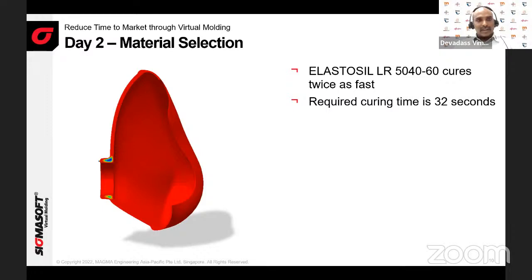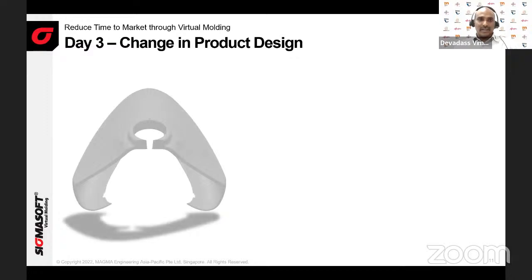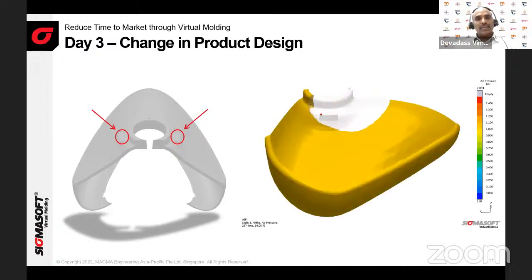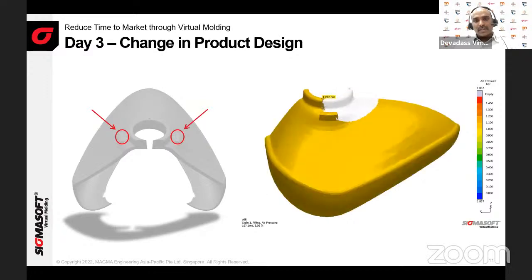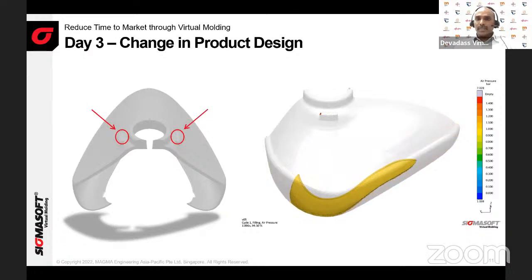Once we finalized the material, suddenly there was a change in the product design. We have to include these features to make it safer and so on. So we wanted to check whether these additional features cause any problem, or whether there is any air entrapment because of them. But we realized from the simulation results that these additional features are not going to give us any additional trouble. So we are going to proceed with this.